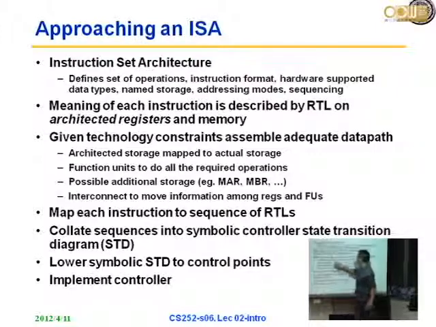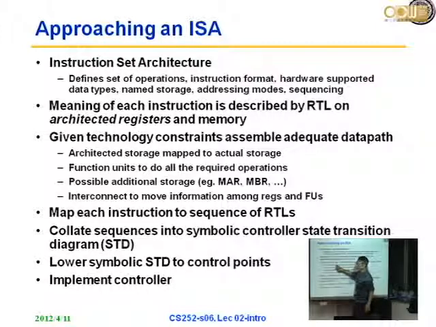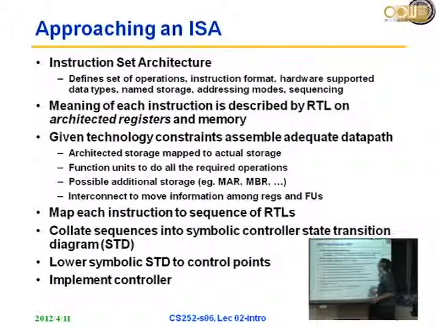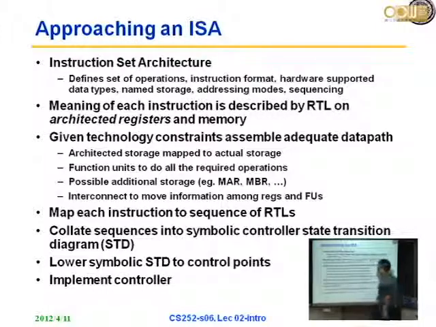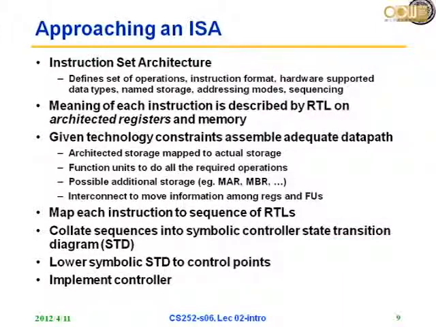Okay, and architected storage mapped to actual storage. Architected storage may mean the PC. So where should you place the PC in your hardware? Is it one of your general purpose registers, or is it a particular special purpose register? It all depends on the ISA. And function units to do all the required operations. You want to do AND, you want to do OR, you want to do this and that, then what circuit components may be available for you?